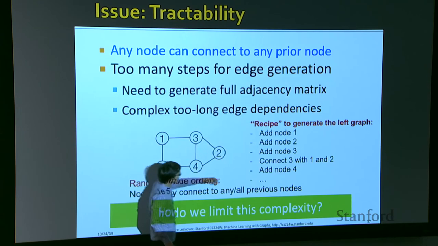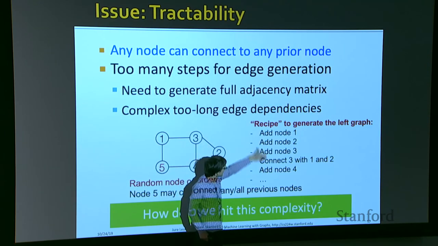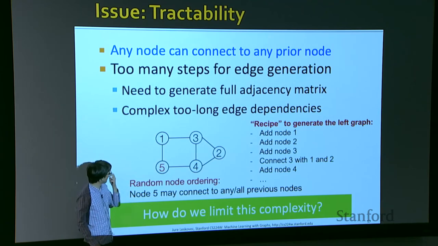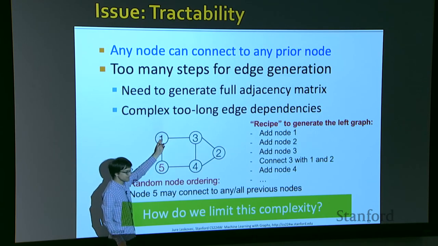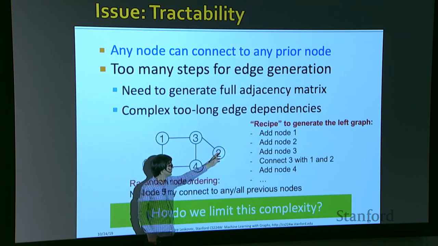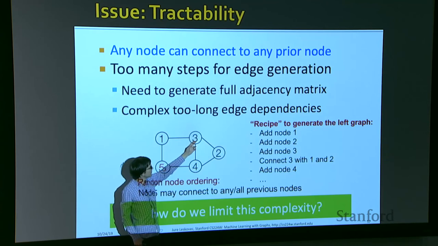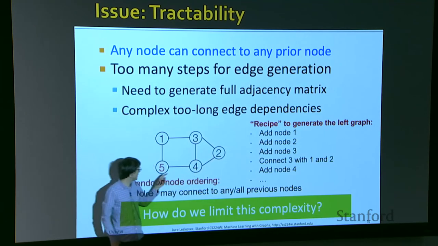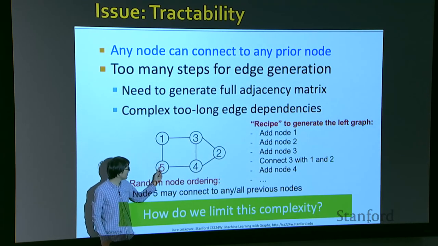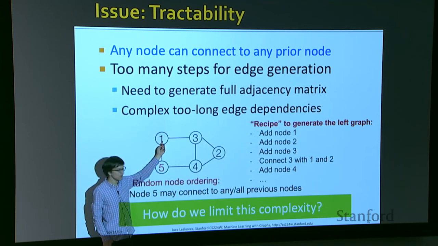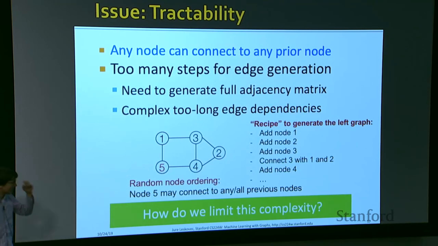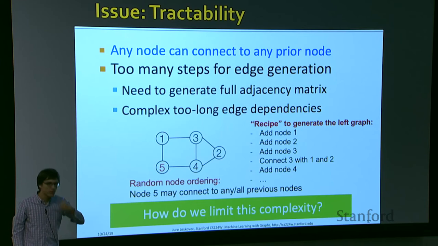Essentially, I take the graph, and what I'm generating is a recipe to draw the graph. The issue is that if I used this type of node ordering, I would say: generate node 1, generate node 2, don't generate an edge. Then generate node 3, generate 2 edges. Generate node 4, generate 2 edges. And then generate node 5. Now I need to remember that I need to link all the way back to node number 1 and node number 4. So the difference between node IDs is the amount of memory I need.